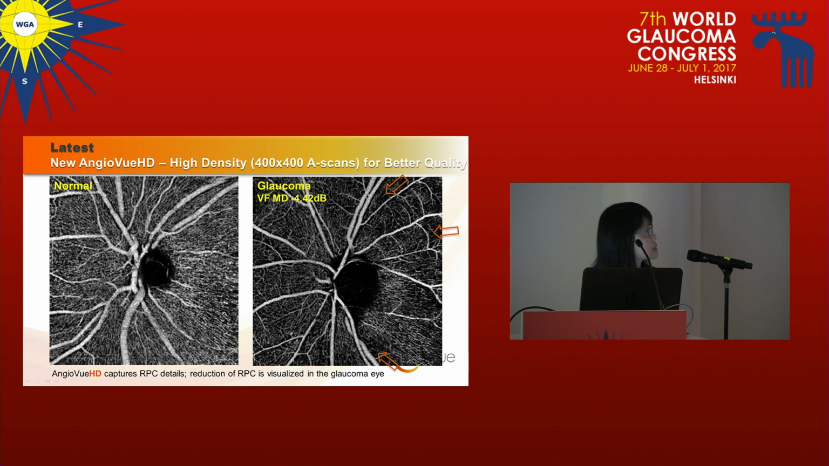On the left is a normal eye, on the right is a glaucoma eye. This is a 4.5 by 4.5 millimeter scan, and you can see the details of the radial peripapillary capillaries features, and in the glaucoma eye, you can clearly see the reduction of this capillary layer.